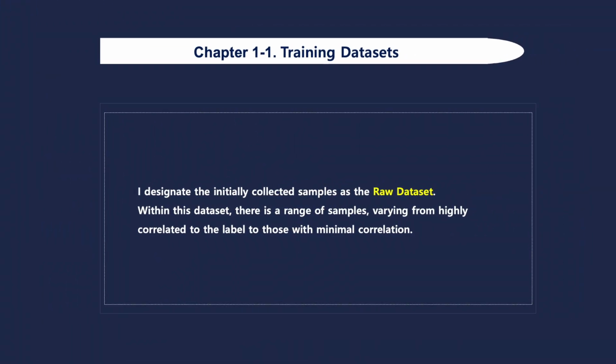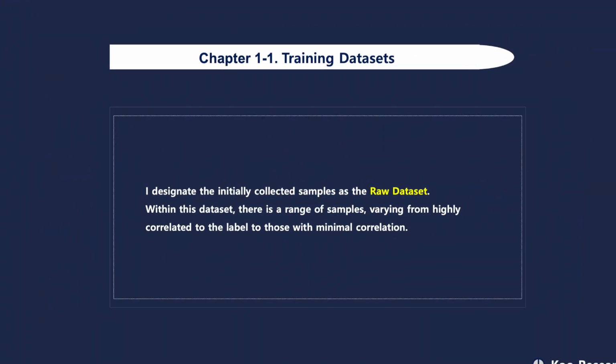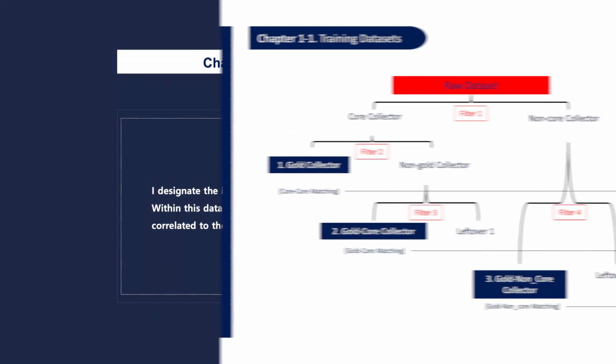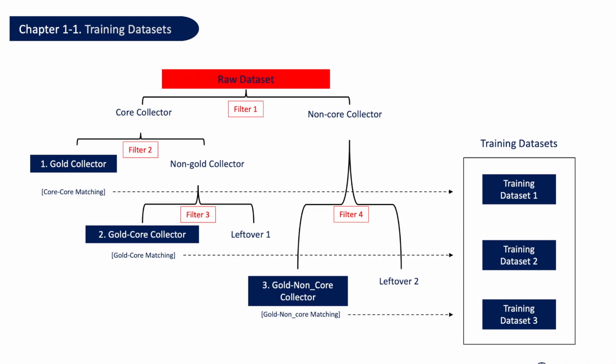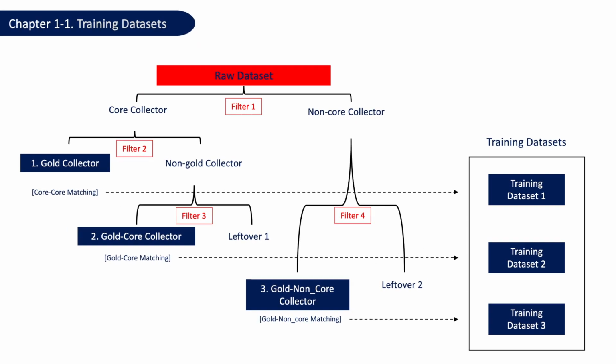I designate the initially collected samples as the raw dataset. Within this dataset, there is a range of samples, varying from highly correlated to the label to those with minimal correlation.